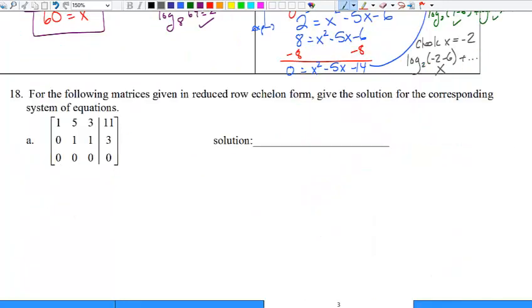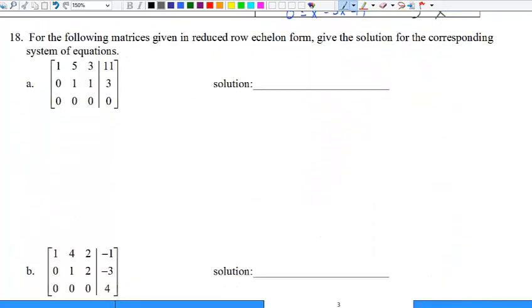For number 18, I have two parts, part A and part B. For the following matrices given in reduced row echelon form, give the solution for the corresponding systems of equations. I needed to test you on several different things on matrices, but matrices problems are so long, I couldn't have you do all of them fully out. So what I decided to do instead is, well, what if this was your last matrix in reduced row form? Can you get me the solution from there?